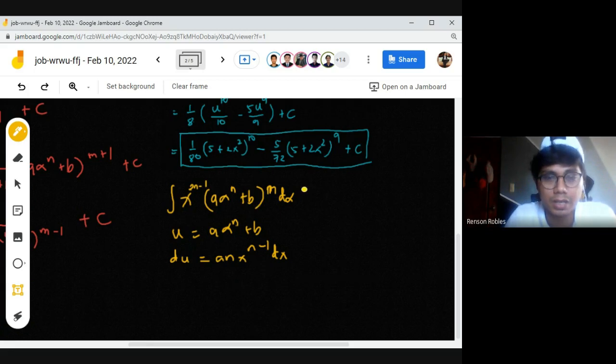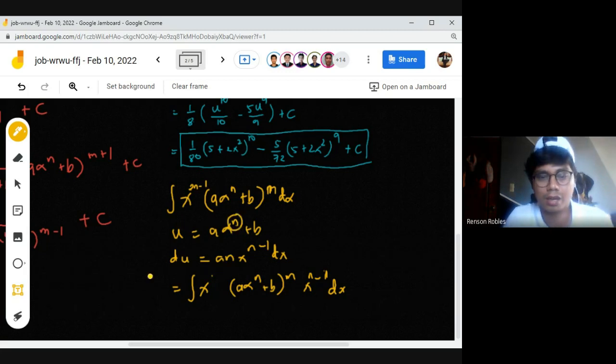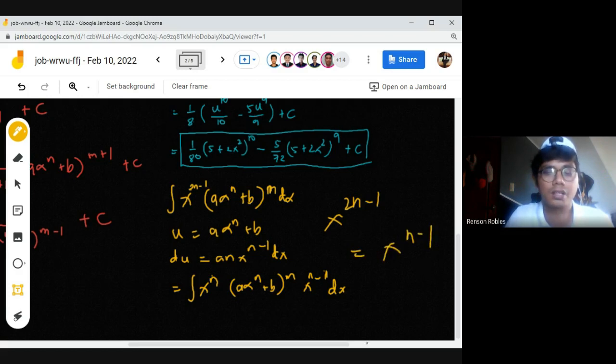And then, since this is x raised to 2n minus 1, we shall divide it into, you have ax raised to n plus b raised to m, and this x raised to n minus 1 should go along together with dx. What should be the power of x here? That should be n. Okay? Should be n because we factor out x raised to 2n minus 1, and one of the factors is x raised to n minus 1. What's the other factor? Ay sir, ay di x raised to n po, to make it x raised to 2n minus 1. Okay?